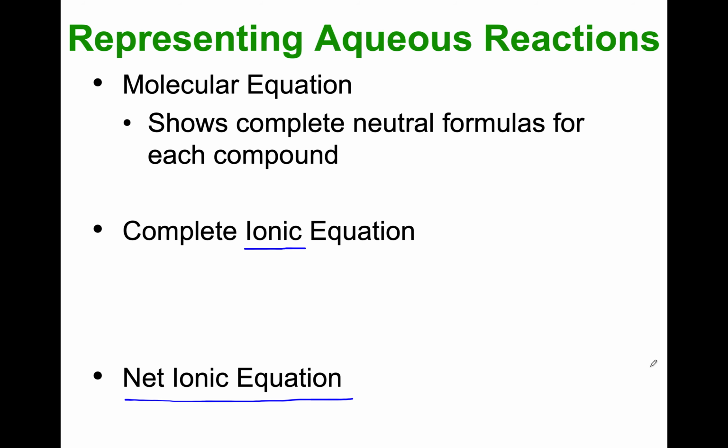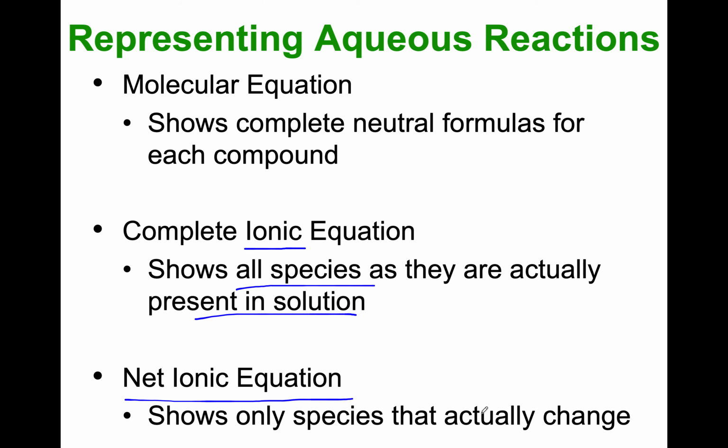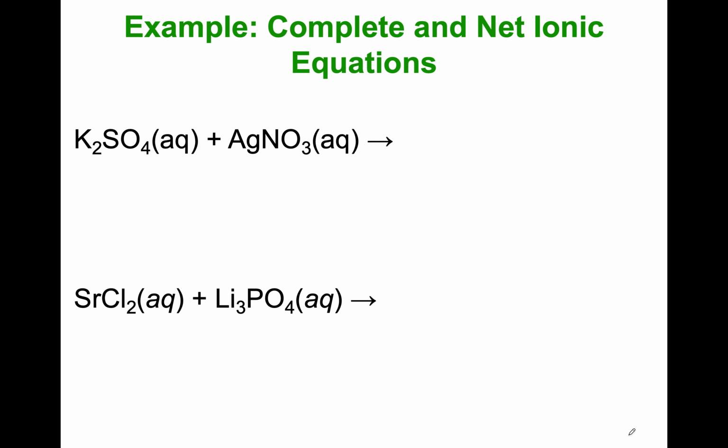So molecular, complete neutral formulas; complete ionic, as I just mentioned, shows everything: cations, anions, precipitates, everything present in solution. You need to show that, and then the net, just what's changing, just where the chemistry's at. All right, so if you take a look here, we've got potassium sulfate and silver nitrate. So you need to think right away. First, this is silver sulfate and potassium nitrate, which is going to be the solid. So that's a rule that we need to look at and know. And in this case, it's going to be the silver sulfate.